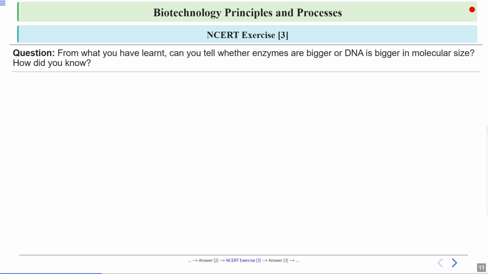Next question. From what you have learned, can you tell whether the enzyme is bigger or DNA is bigger in molecular size? How did you know? A very, very important question. So whatever you have learned so far in the biotechnology, biomolecules chapter, can you tell whether enzymes are bigger or DNA is bigger in molecular size? So let us know the answer of this question.